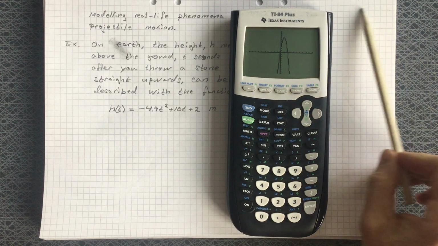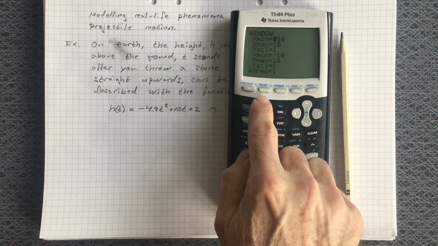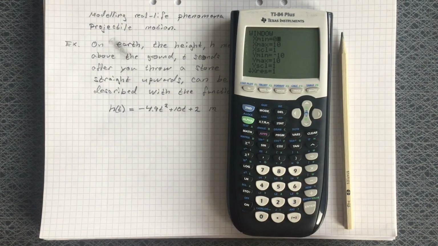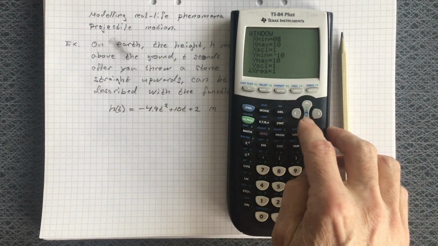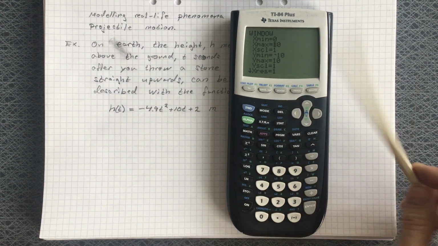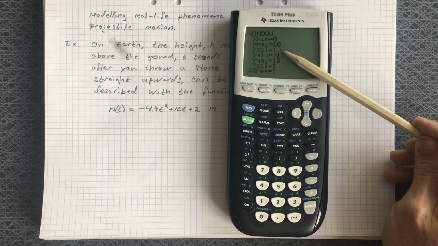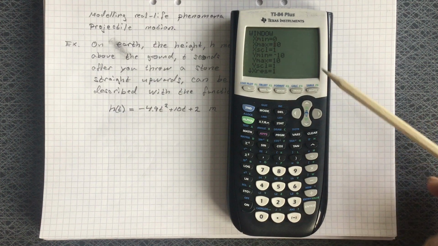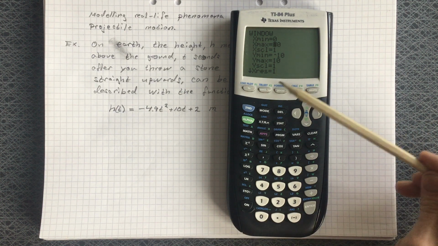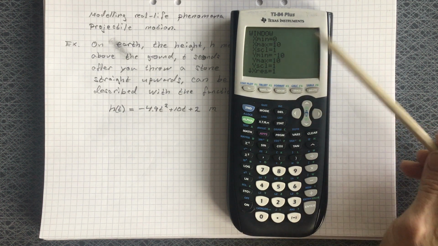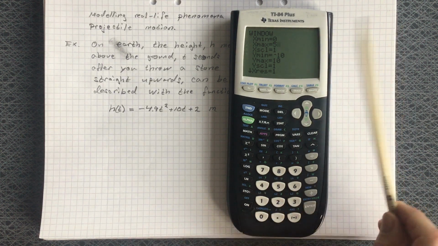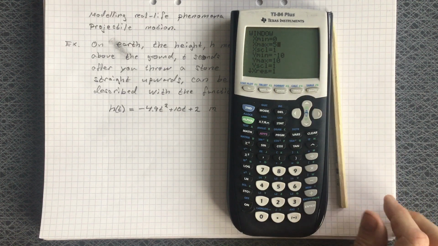So I will change the window. I do it on window. And x is the time. There is no negative time, so I start when the time is 0. And the stone won't be in the air for 10 seconds. I don't know how long it will be in the air. So if I don't choose a good time, and I will see it when I draw the graph, then I can go back to window and change this value. But I choose 5. That is 5 seconds, probably too long a time for it to be in the air.